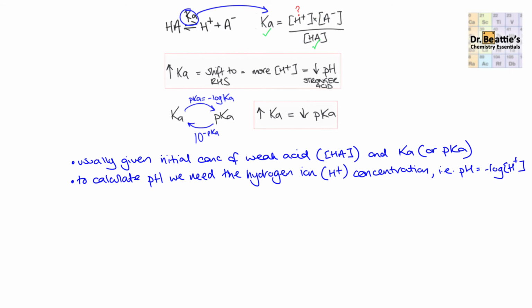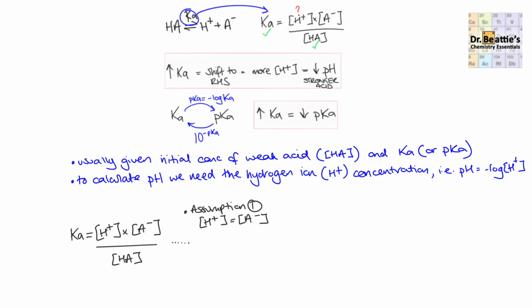We're going to convert this into something that's more user-friendly, but we need to take two assumptions. The first assumption is that the concentration of the H plus equals the concentration of the A minus. So when we think about it, every weak acid molecule, if that was to break down, you'd get a 1-to-1 ratio of H plus to A minus. So on the surface, that seems an absolutely fine assumption to make.